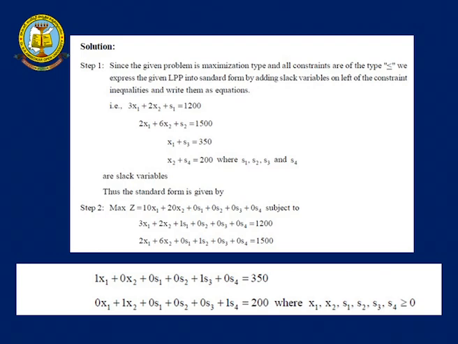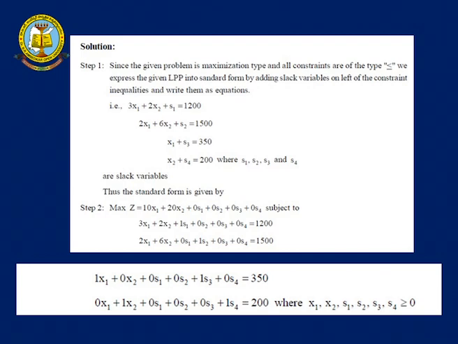Here the first constraint is 3x1 plus 2x2 less than or equal to 1200, so I am adding s1: 3x1 plus 2x2 plus s1 equal to 1200. Similarly for the second, third and fourth constraints. I am adding s1, s2, s3, s4, one for each individual constraint, to make the inequations into equations. Here s1, s2, s3, s4 are slack variables because the constraints are of less than or equal type. For that reason I added s1, s2, s3, s4, and we write everything in proper order.